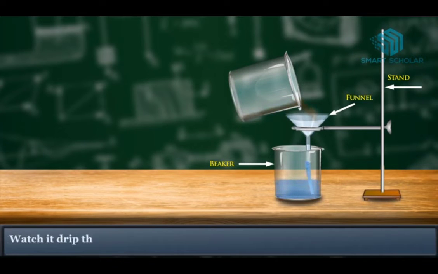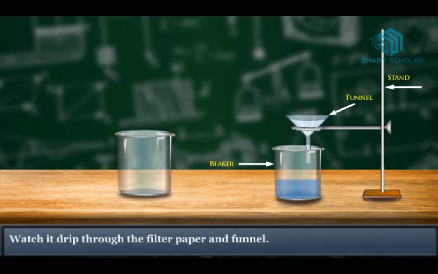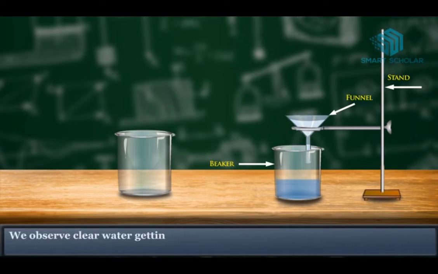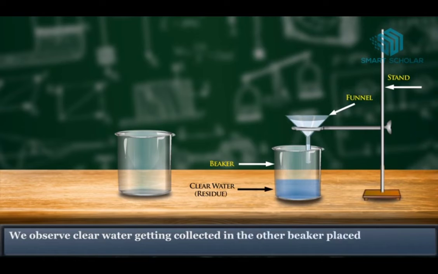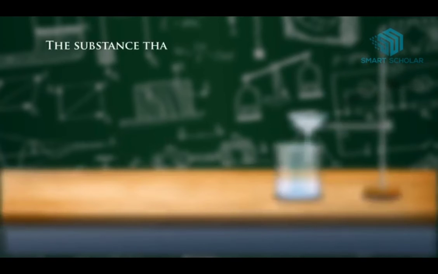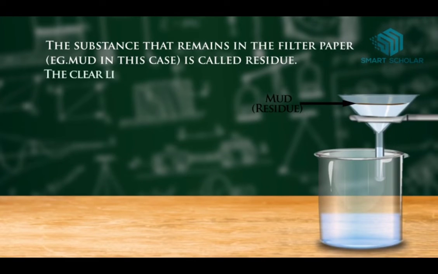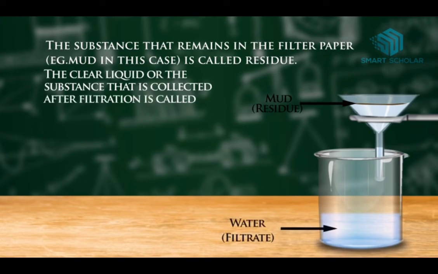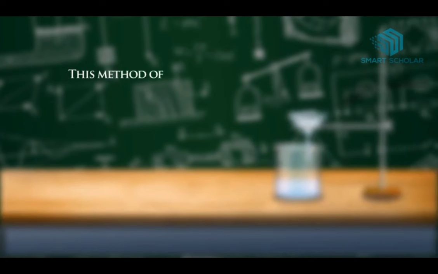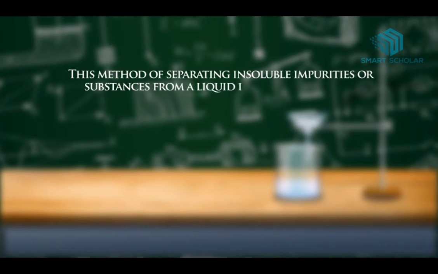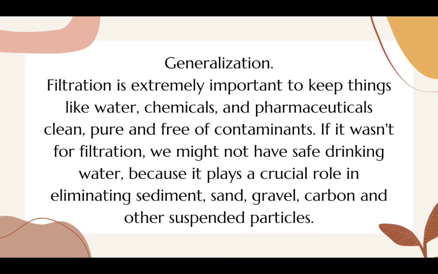Watch it drop through the filter paper and funnel. We observe clear water getting collected in the other beaker placed below the funnel and the mud in the filter paper. The substance that remains in the filter paper is called residue. The clear liquid or the substance that is collected after filtration is called filtrate. This method of separating insoluble impurities or substances from a liquid is called filtration.